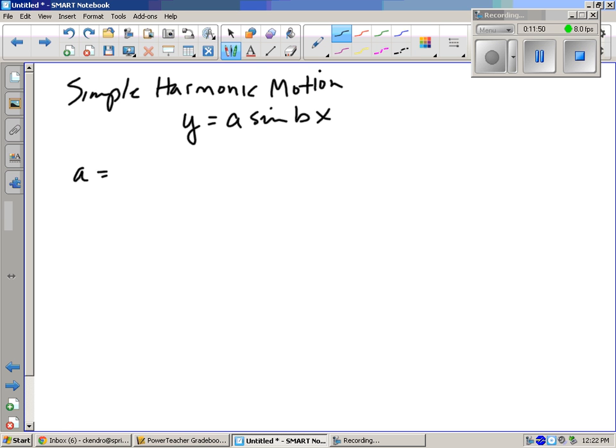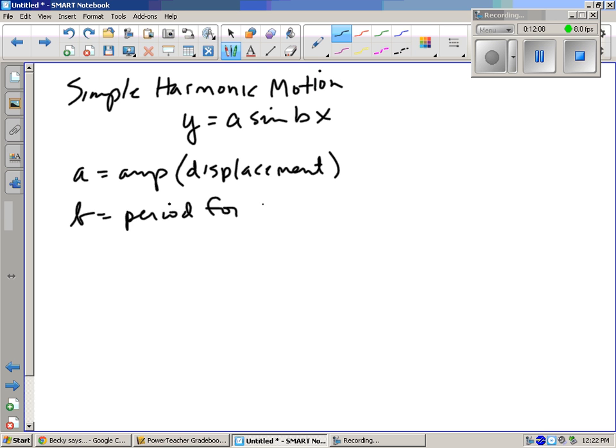So A is usually our amplitude. In simple harmonic motion, they call it the displacement. How far off is this equation displaced? How's it changed? B is still the period for one wavelength. In other words, how long is one cycle? And we still use 2 pi over b to figure that out.